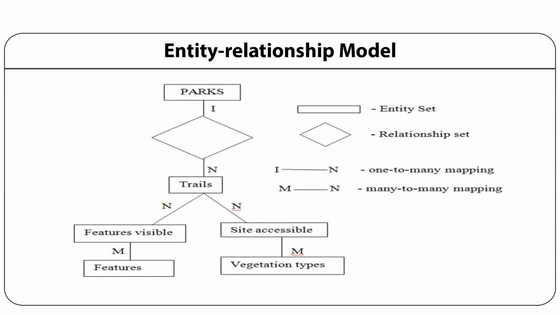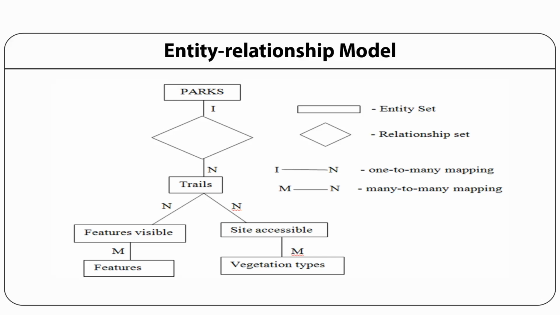This is a diagrammatic representation of the entity relationship model, which shows the relationship of a park and the trails associated with the park. You can see in this slide that there is one park and each park can have many trails. So there is a one-to-many relationship between park and trails. Then you will see each trail will have many features. So you can see a group of trails with different kinds of features and trails with different kinds of vegetation.